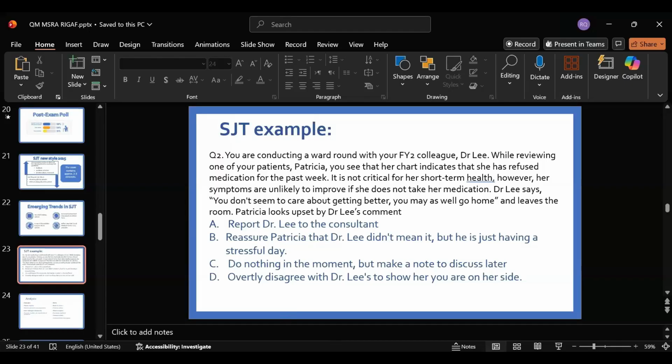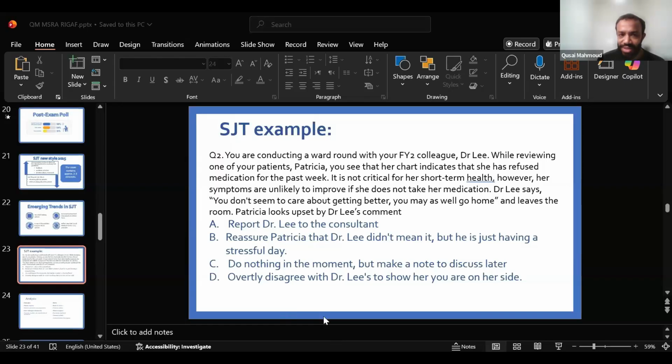Possibly if the habit of Dr. Lee of talking down to patients has been recurrent. Okay, so if this is not the first time, you mean? Yes. If this is not the first time, I will report him. Yes, but still, C is not a bad option.